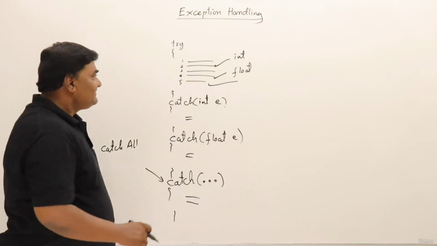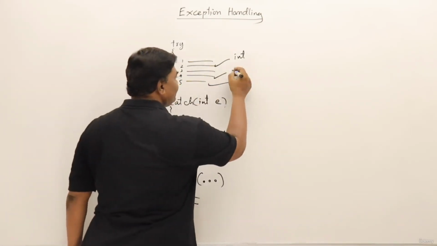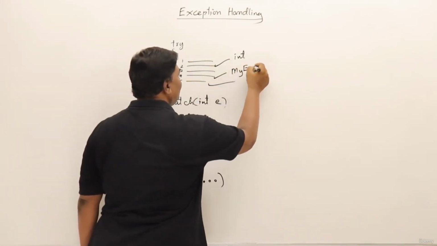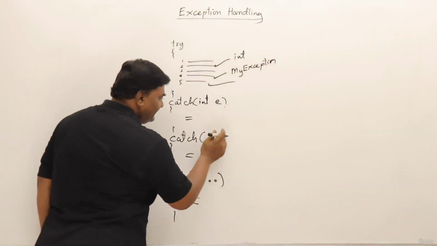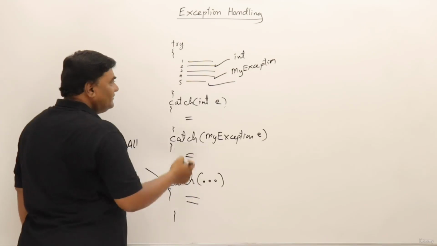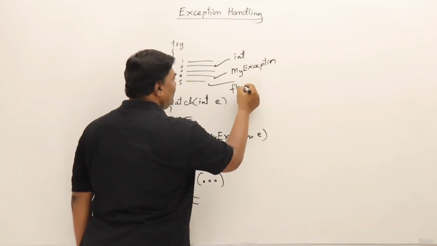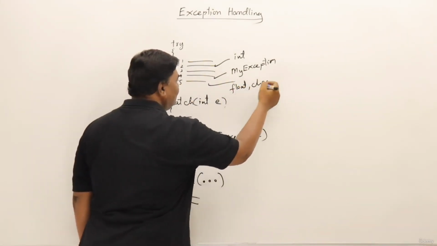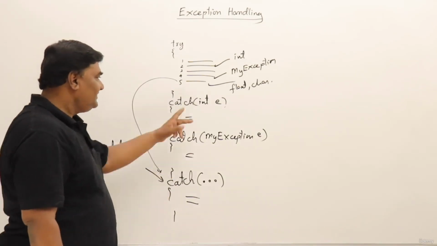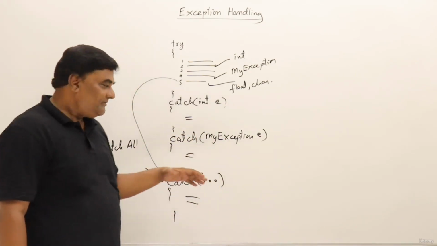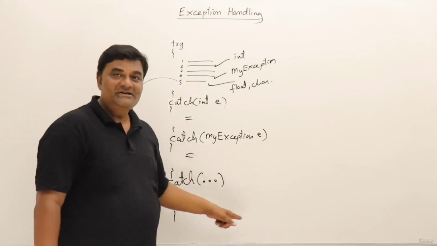Now one more thing. Suppose here it is not float, it is my exception. So can I write my exception here? Yes, my exception. Now in this fifth line, suppose it may be float or a character or anything, whatever it is, this will be handled by this catch all block. So only two catch blocks I have defined. Remaining for anything, this is a common message.